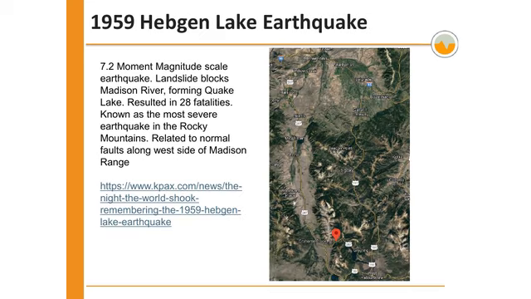In 1959, the Hebgen Lake earthquake struck with a magnitude of 7.2 on the moment magnitude scale, causing a massive landslide that blocked the Madison River, resulting in Quake Lake. Tragically, 28 people lost their lives, marking it as the most severe earthquake in the Rocky Mountains. This earthquake was associated with normal faulting along the west side of the Madison Range. You can refer to the provided link for additional details about this historical event. The map on the right shows the affected region, indicating the geographical impact area around Hebgen Lake.